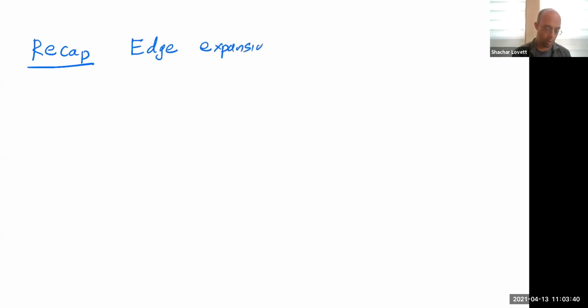Okay, so again, starting the recap. So far we discussed several notions of expansion. For the most part, we discussed edge expansion, which is a combinatorial notion, and we discussed spectral expansion, which is a linear algebraic notion. And we've seen various ways of connecting them, so that these two things are basically the same.